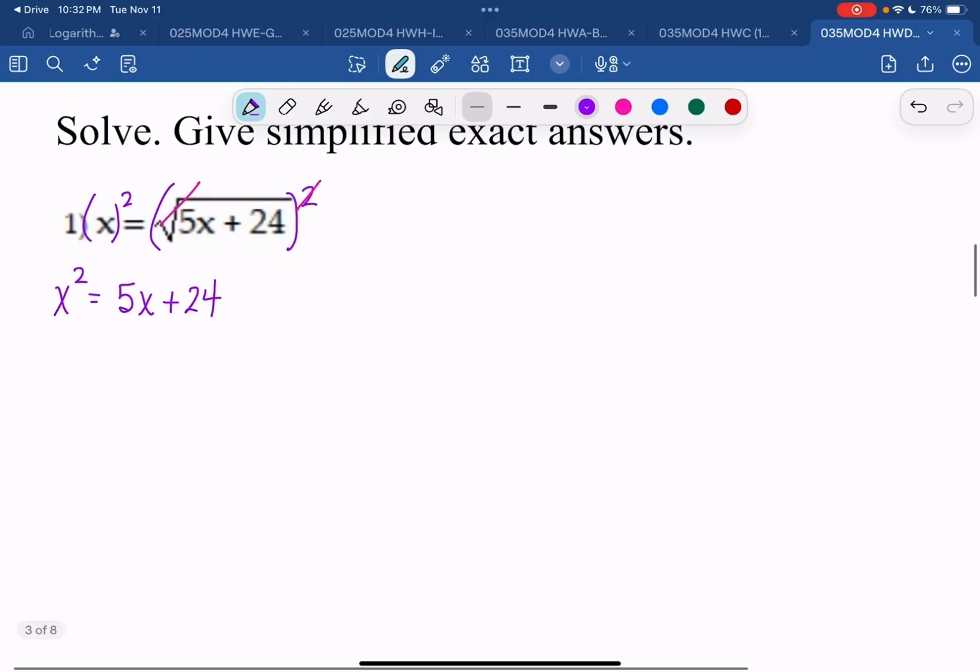And now I have something that looks like a quadratic. So I'm going to try setting this equal to 0. So x squared minus 5x, so I'm going to move that over, minus 24 equals 0. And now you've got some options. So we could try to factor it if that would factor. Okay. So is there any numbers that would multiply to 24 and add to 5? So we would try, and if we could find some, great. If not, that's okay too.